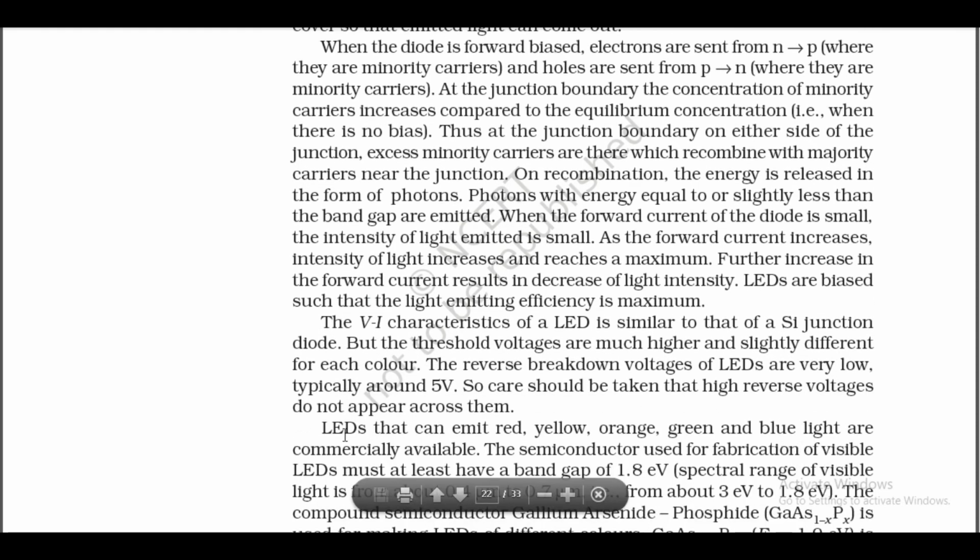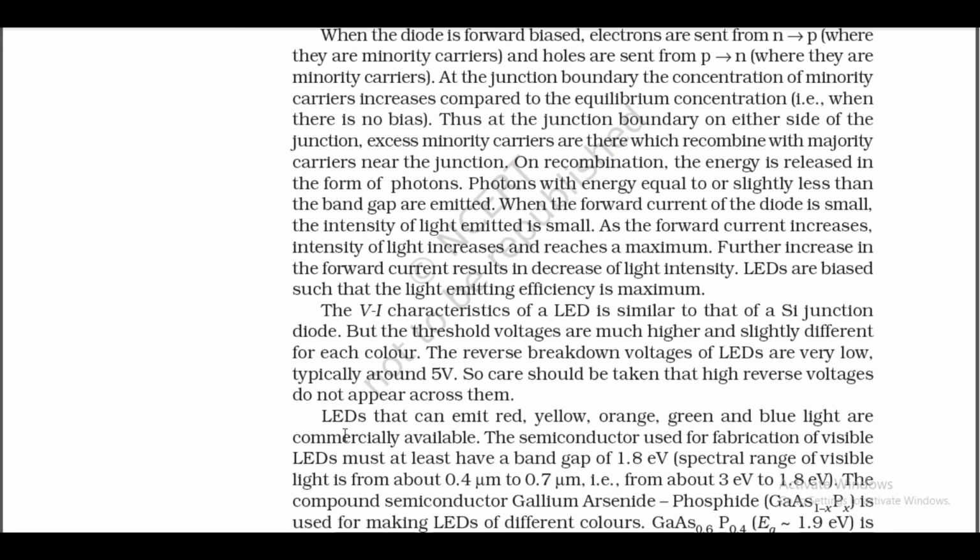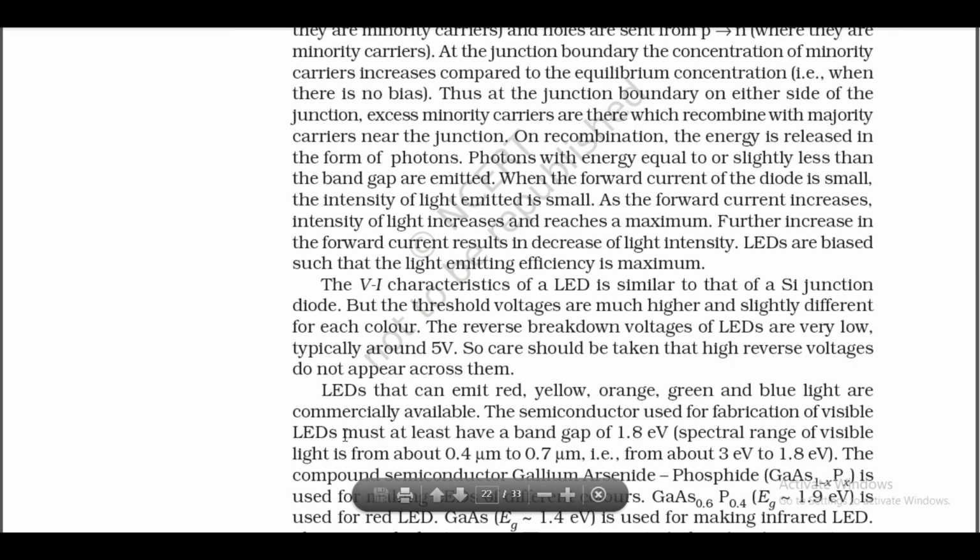The I-V characteristics of an LED are similar to those of a Si junction diode, but the threshold voltages are much higher and slightly different for each color. The reverse breakdown voltage of LEDs is very low, typically around 5 volts. So care should be taken that high reverse voltage does not appear across them.